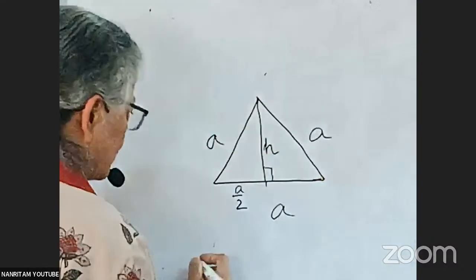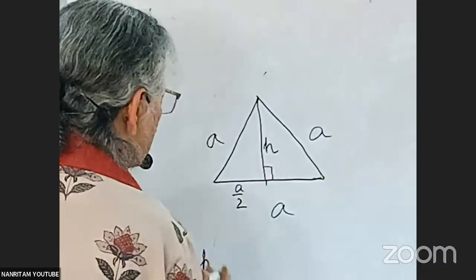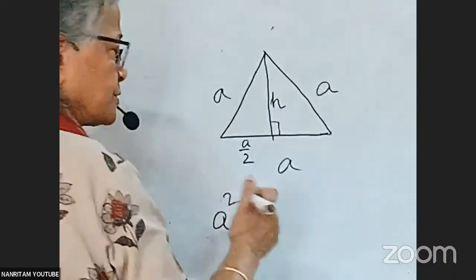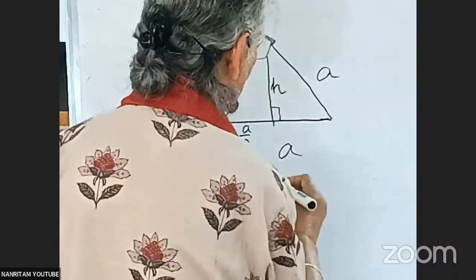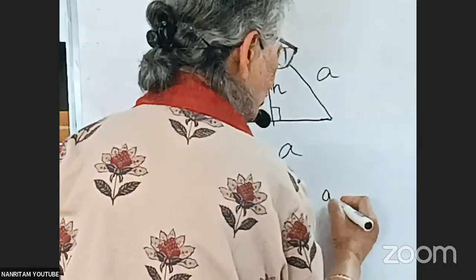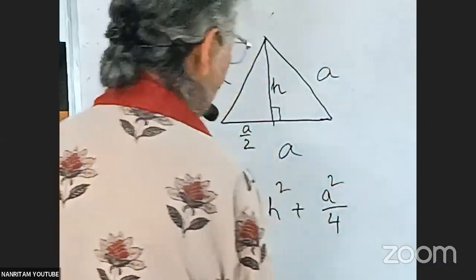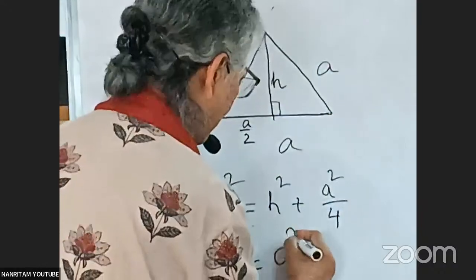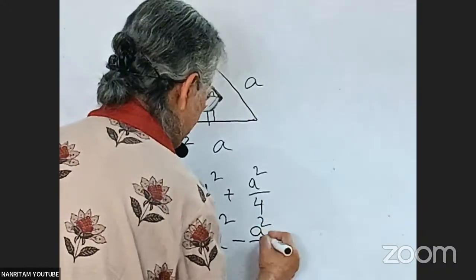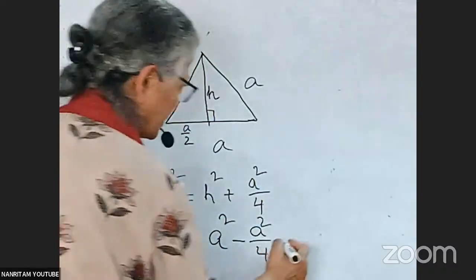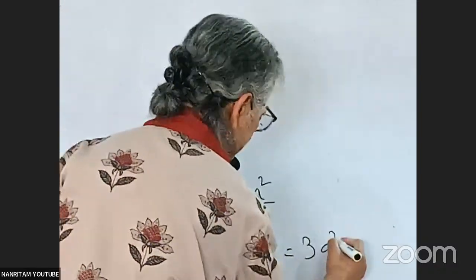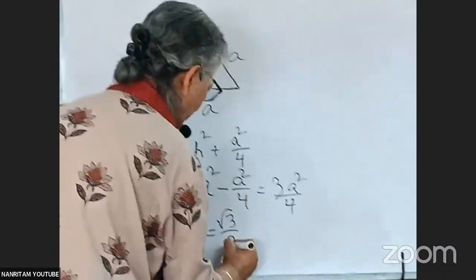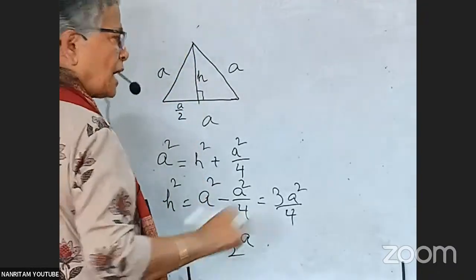Consider this triangle. Let us go from Pythagoras. Yes, for the children, go from Pythagoras. a square is equal to x square plus (a by 2) whole square. So x square is a square minus a square by 4. That is 3a square by 4. So x is root 3 by 2 a. That is our height.